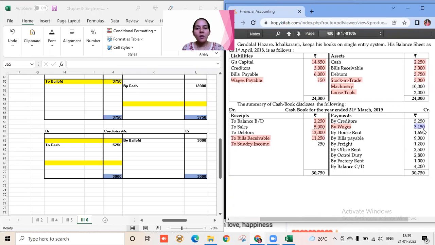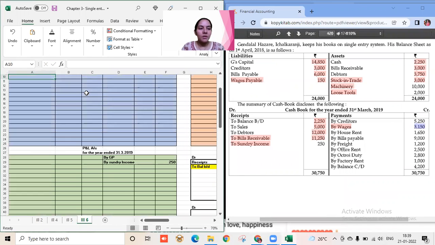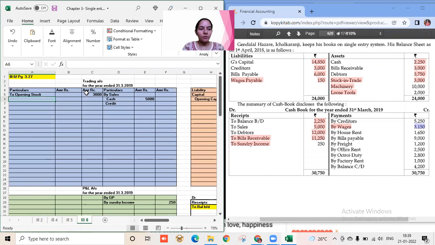So in that 3,150, first of all, we'll write this to the trading account debit side because it is related to the trading. So first write to purchases below the opening stock, put it in cash. After that credit, we don't know if there are going to be returns, so keep one or two lines blank. After that, put to wages. Put it in the inner column. How much did we pay in cash?